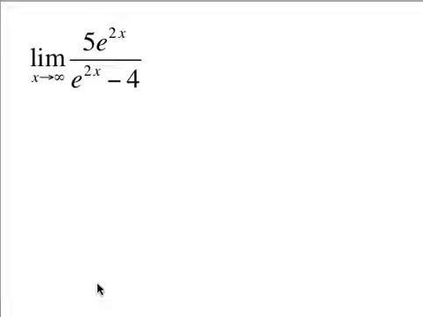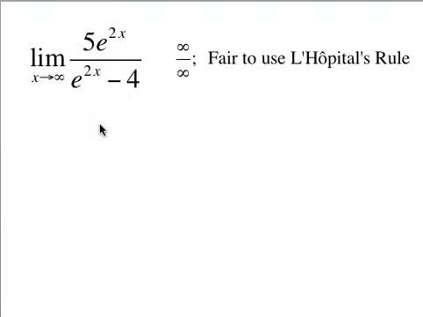So our first step is to determine whether the numerator and denominator are going to a fixed number or going to infinity. If x is getting very large, 2x is getting very large, e to a large number is a large number, and 5 times a large number is a large number. Numerator going to infinity. Similarly, e to a very large number is a very large number, minus 4 is still a very large number. So both numerator and denominator are going to infinity. That's an infinity over infinity case, so it is fair to use L'Hopital's rule. We're going to do that by taking the derivative of the numerator, the derivative of the denominator, and then taking the limit as x goes to infinity.